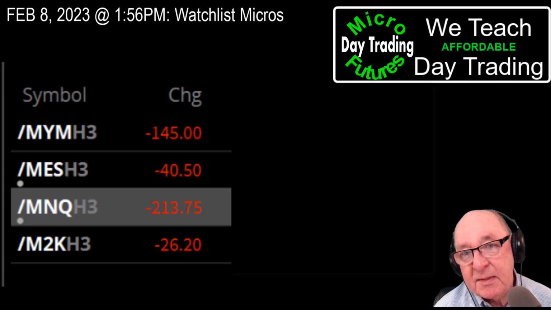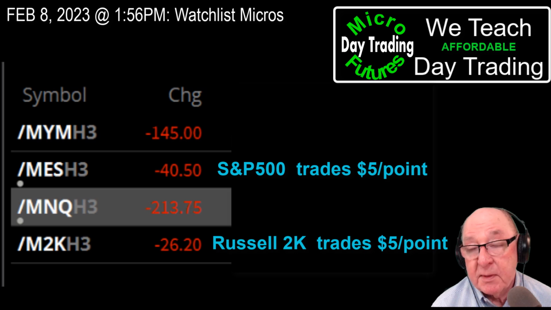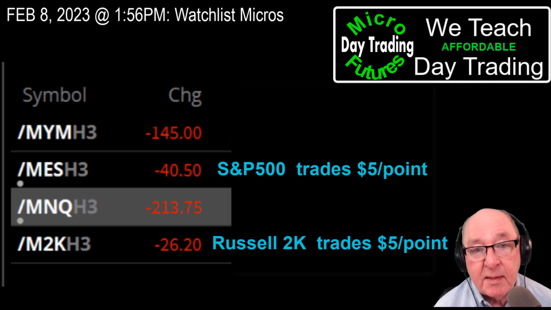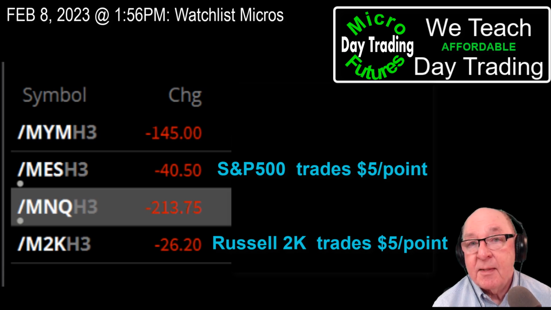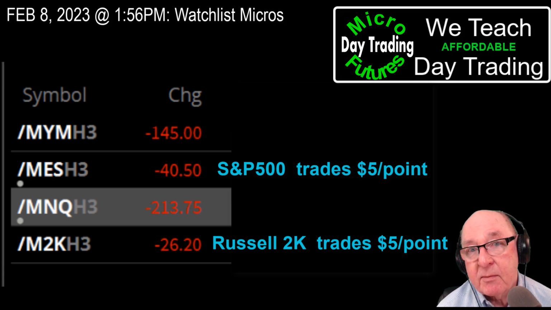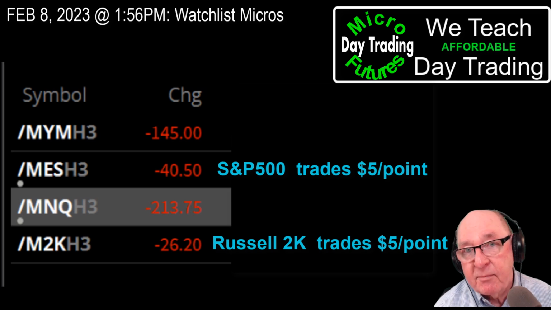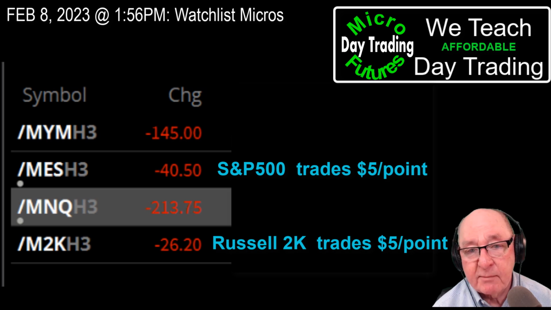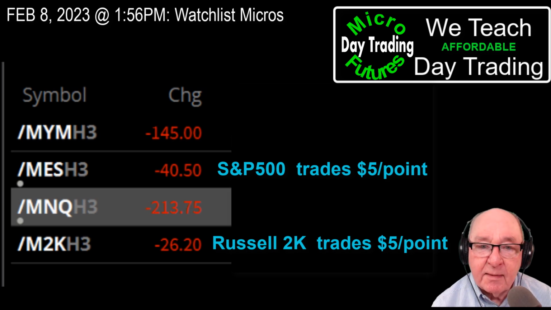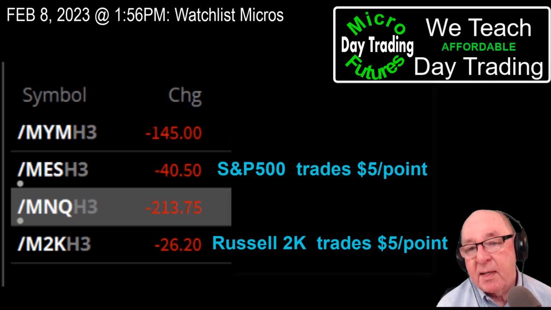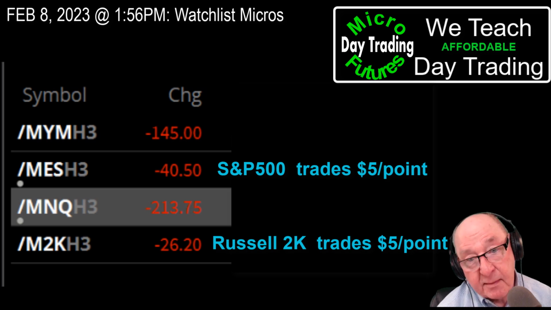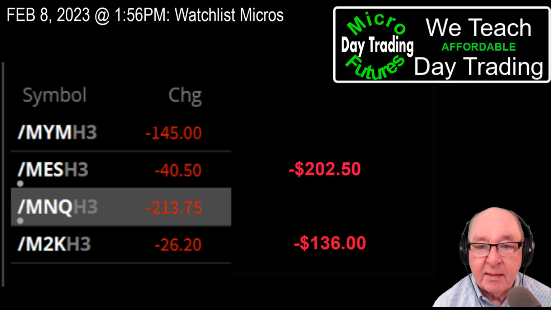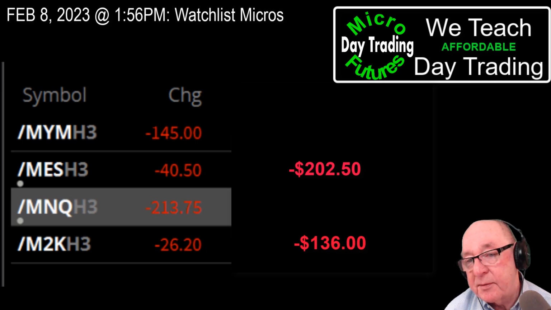Let me show you an example. We know, if you've been trading for a while, that both the S&P 500 Micro E-mini, the MES, and the M2K, the Russell 2000 Micro E-mini, trade for $5 per point. Now, I looked on the chart here, and I see across the board everything's down today. The MES is down 40 points. At $5 a point, it's down $200. Now, the M2K down here is down 26.2, or about $136.